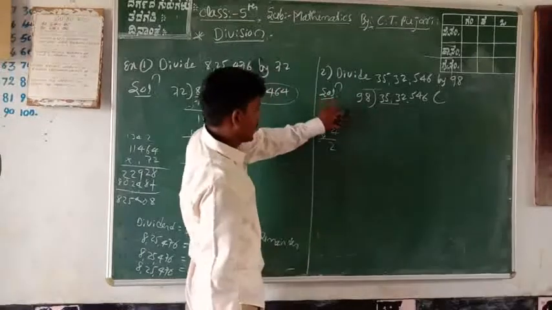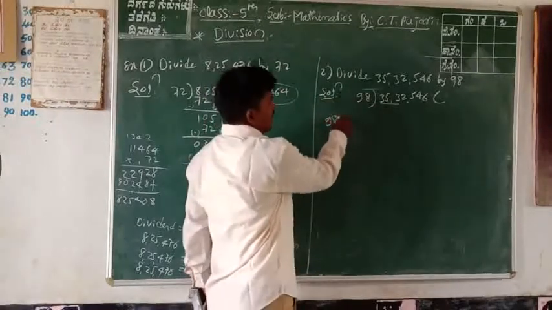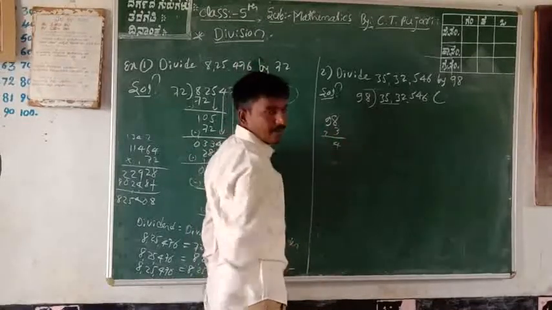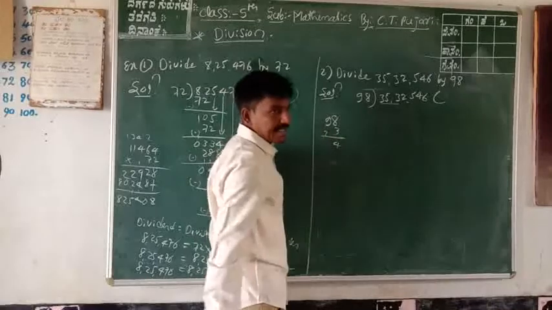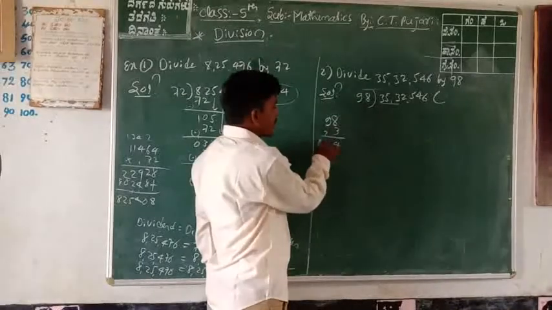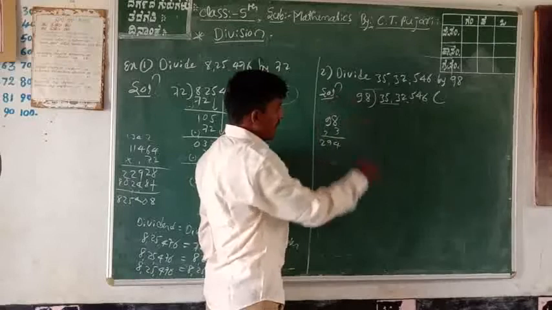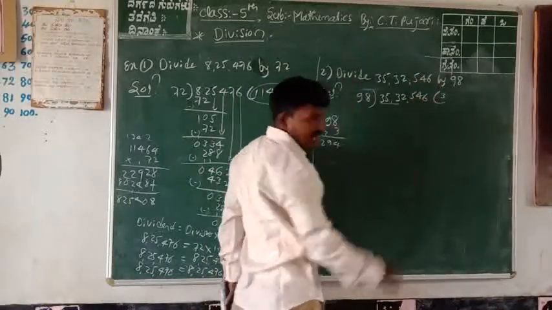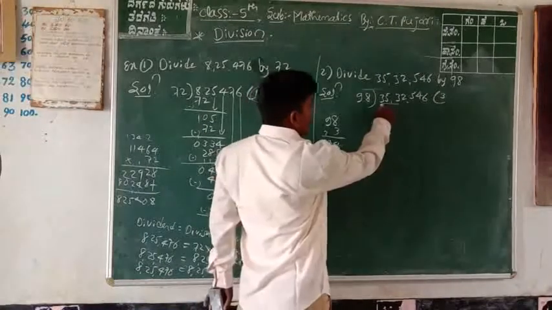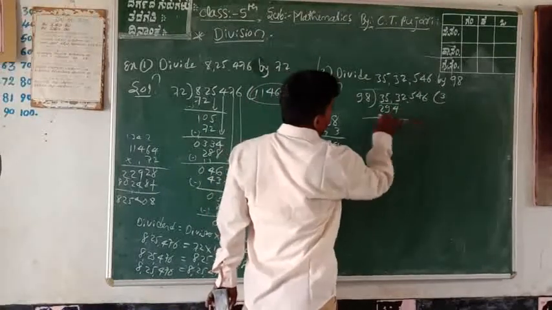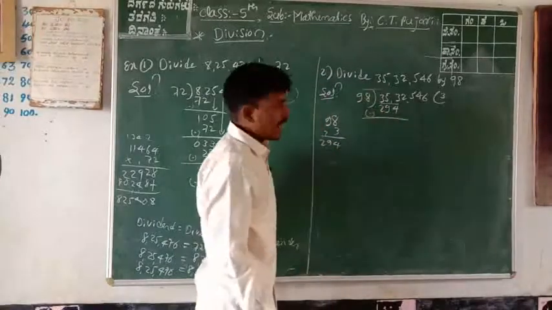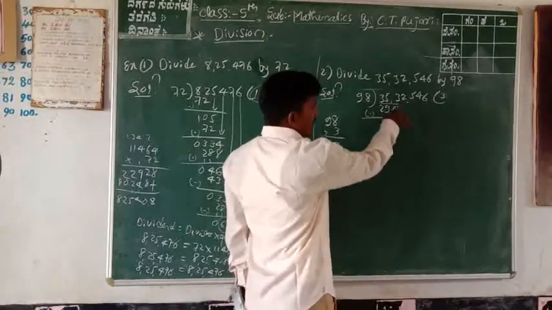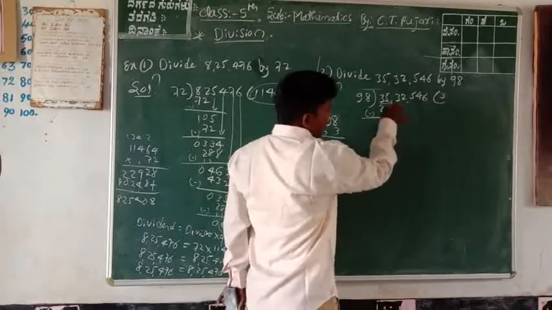Next, 98 3s. 3 8s are 24. 3 9s are 27. 27 plus 2 is 29. Therefore, again you can take 98 3s are 294, with a minus sign. Next, 3 minus 4 is impossible. You can take carry 1. 13 minus 4 is 9.